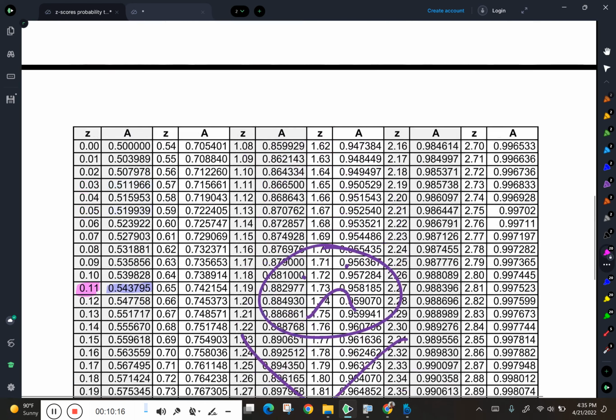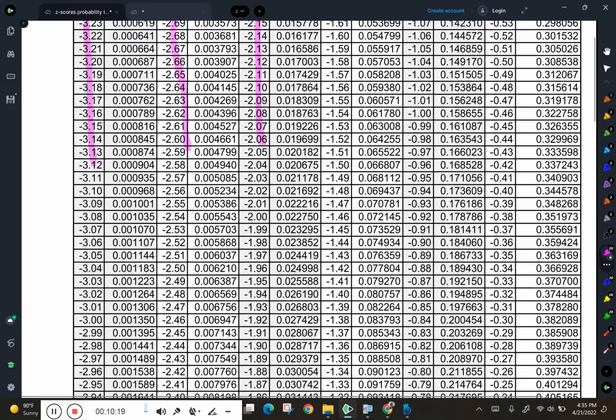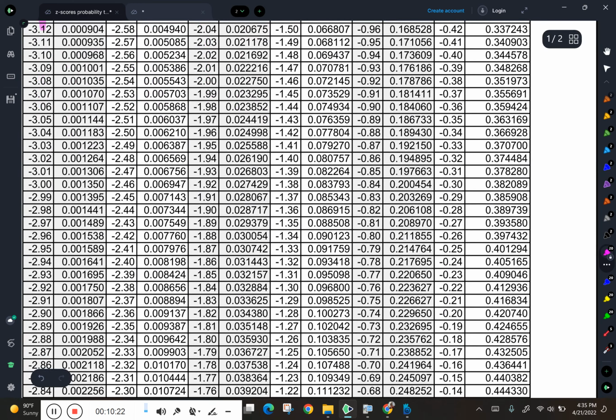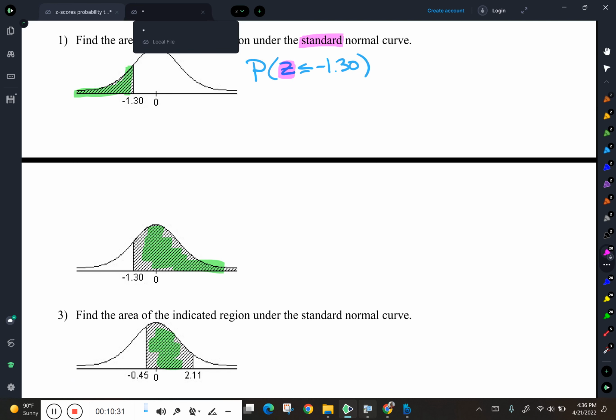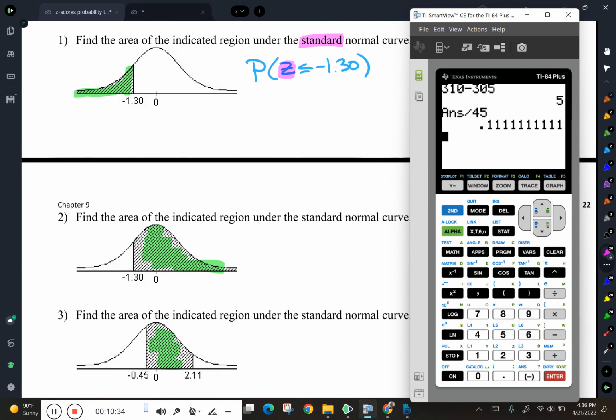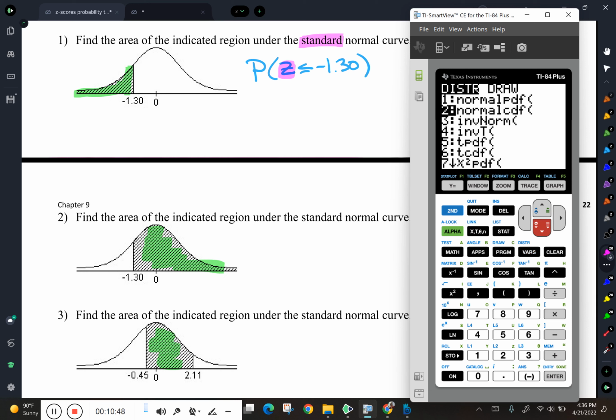Now, I could go here and look it up. I could come back up here and find negative 1.3. Where's that going to be? Oh, there it is. And I can say that that area is 0.09680. Right? But I don't want to do that. I don't want to have to look it up. So I'm going to prefer to use some technology. I'm going to go to my distribution menu. The same place we went when we found those binomial PDFs and CDFs, and we're going to use that. Except for now, we're going to use the second command here, the normal CDF. Okay? It's the normal curve, and it finds the probability for a range of values.